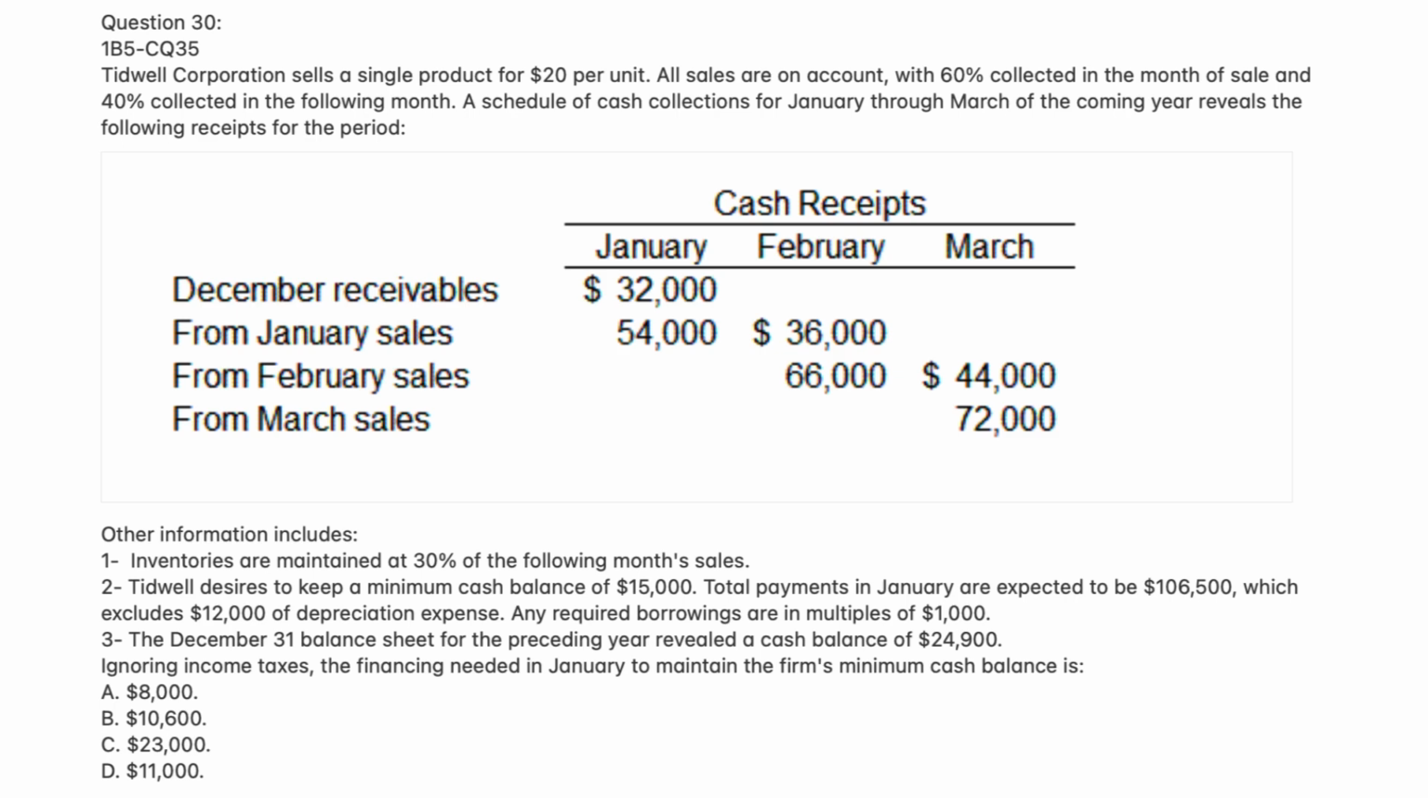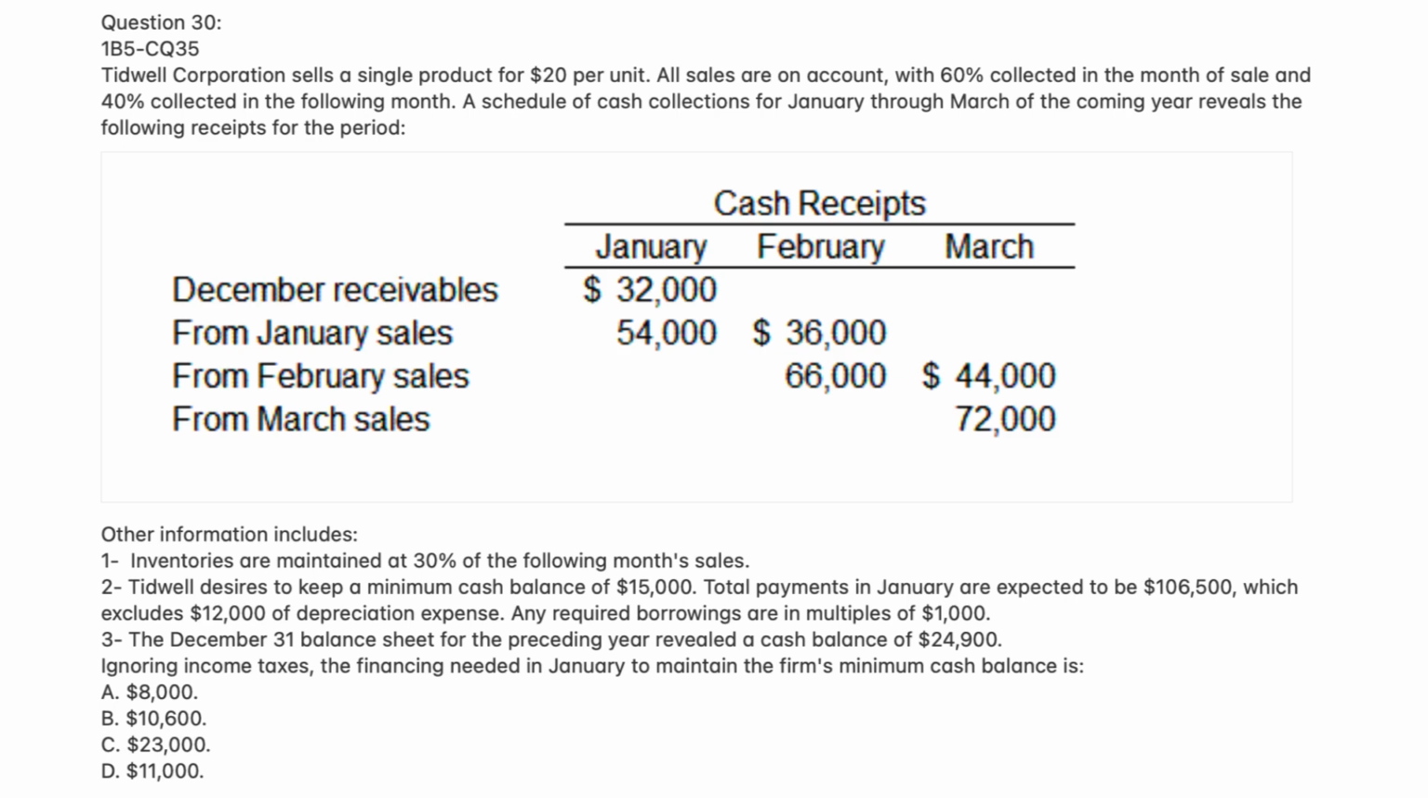1B5CQ35. Tidwell Corporation sells a single product for $20 per unit. All sales are on account, with 60% collected in the month of sale and 40% collected in the following month. A schedule of cash collections for January through March of the coming year reveals the following receipts for the period. Other information includes: 1. Inventories are maintained at 30% of the following month's sales. 2. Tidwell desires to keep a minimum cash balance of $15,000.